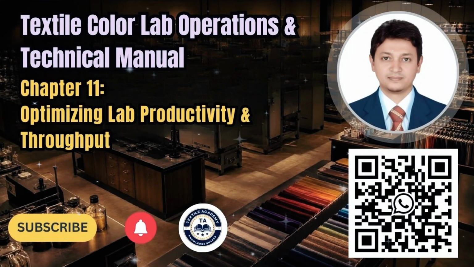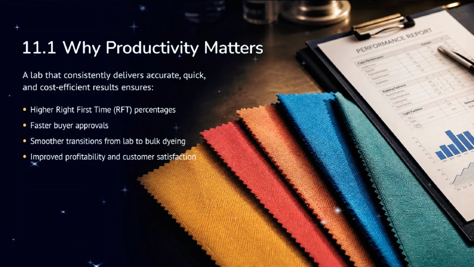Welcome everyone. In this session, we will focus on Chapter 11, Optimizing Lab Productivity and Throughput. In this video, we will explore how to plan, monitor, and optimize textile color lab performance using proven techniques and tools. Why does productivity matter?